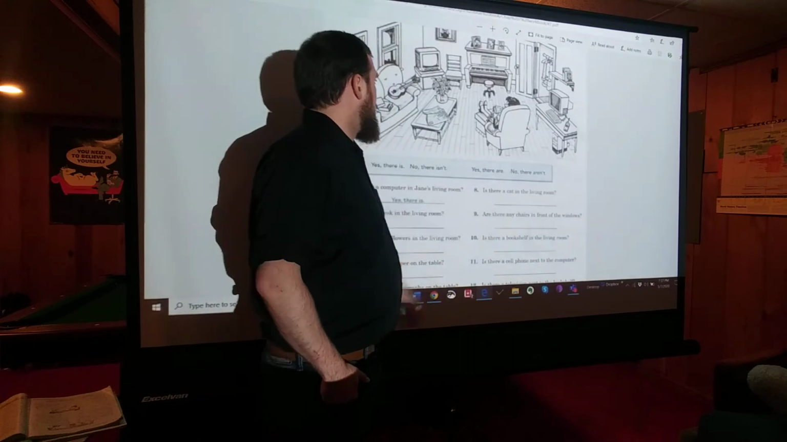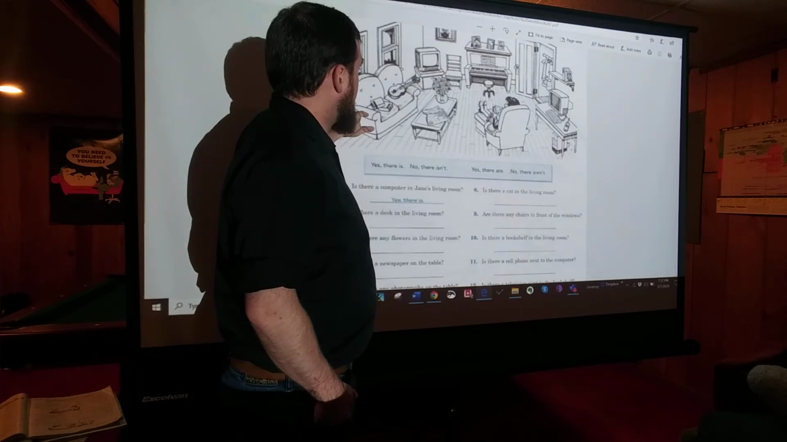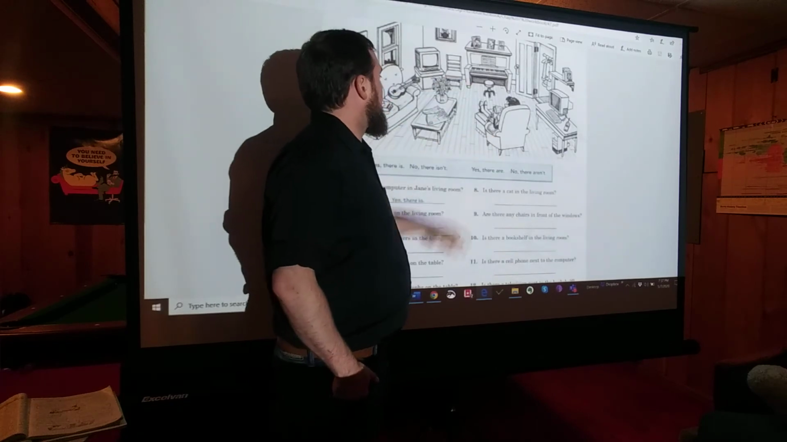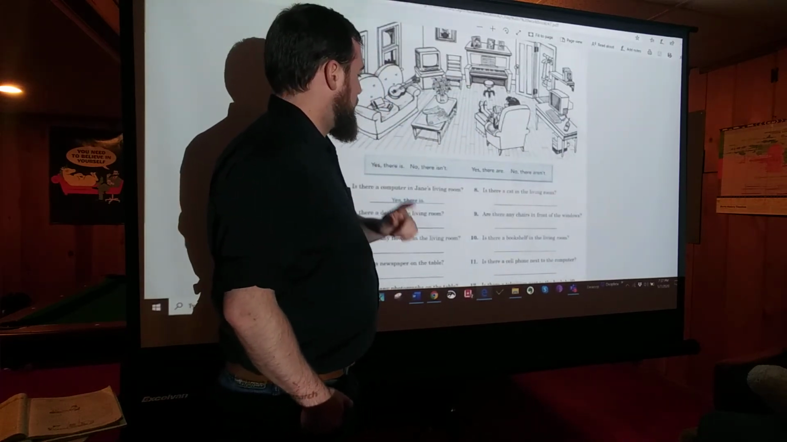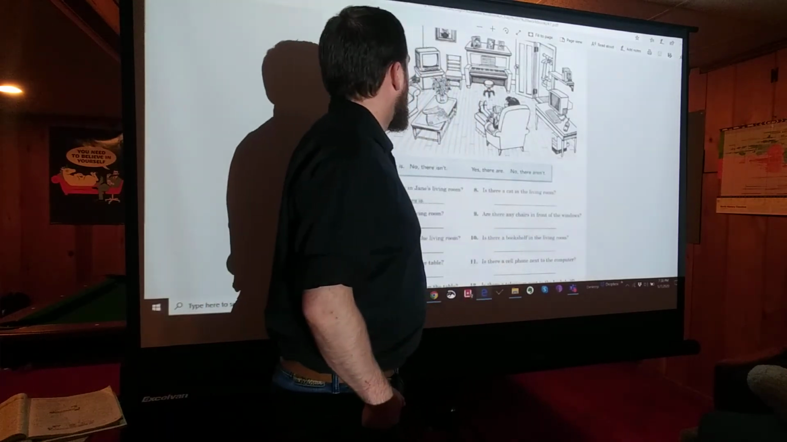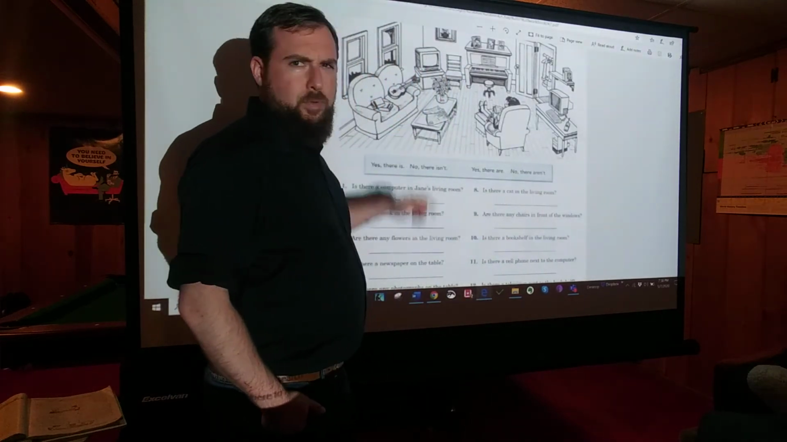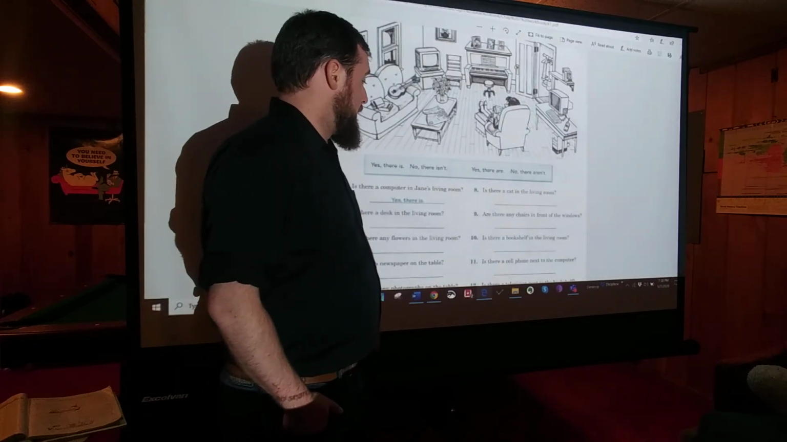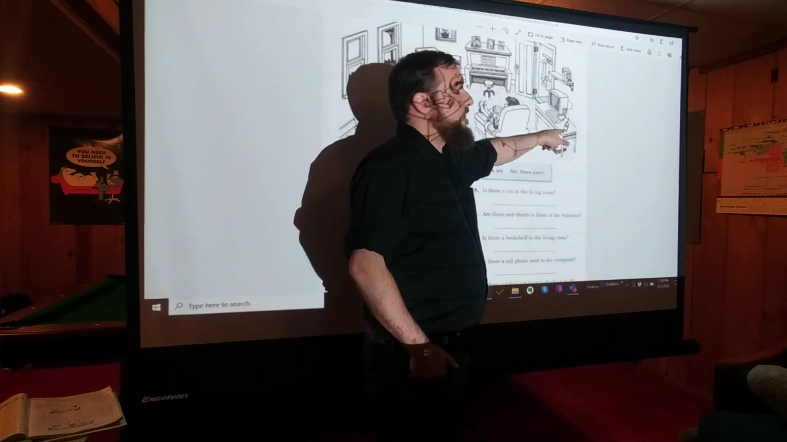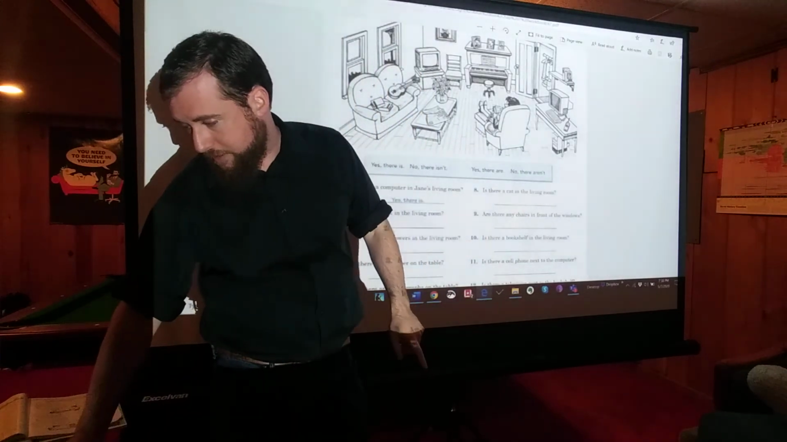No, there aren't. This is a couch, sometimes called a love seat if it's small like that, okay? It's not a chair. There's a chair and there's a chair, but they're not really in front of the windows. So no, there aren't. Is there a bookshelf in the living room? No, there isn't. She should read more, don't you think? She needs a bookshelf. Is there a cell phone next to the computer? Yes, there is. I hope you didn't write yes, there are. Yes, there is.